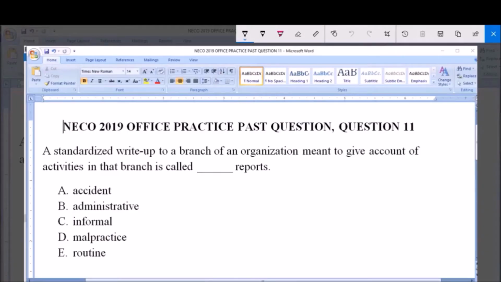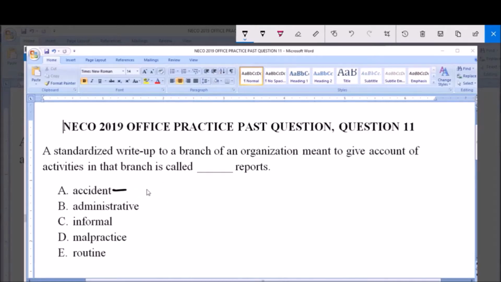Today I'm going to be answering NECO 2019 Office Practice past question 11. A standardized write-up to a branch of an organization meant to give account of activities in that branch is called dash reports. A. Accident. B. Administrative. C. Informal. D. Malpractice. And E. Routine. Now let's analyze each of these options to get our answer.